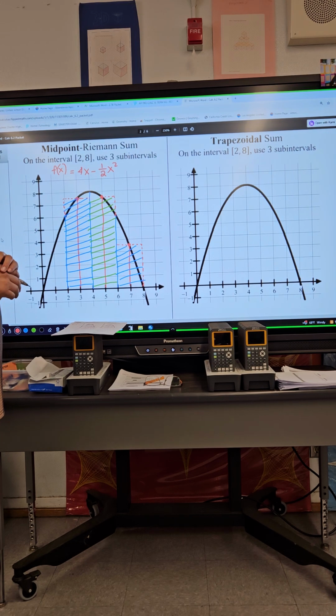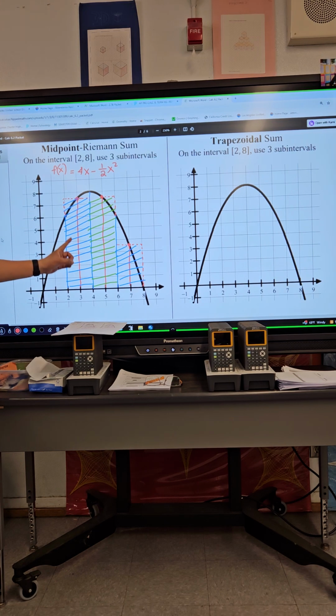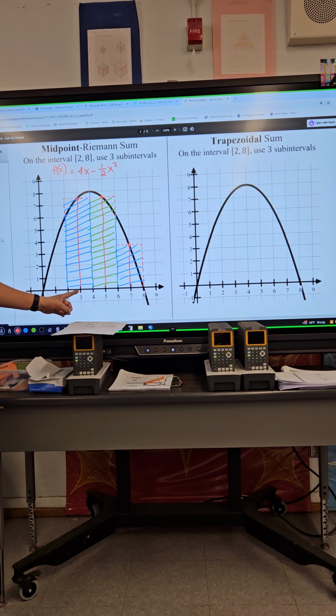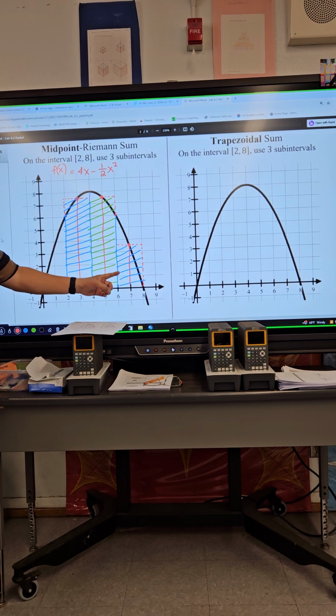What is midpoint? Alright, so we're gonna have to take this. What is the first one? Look at the red dots right here. This is f of 3. And the next red dot right here, f of 5. And the last red dot, f of 7.